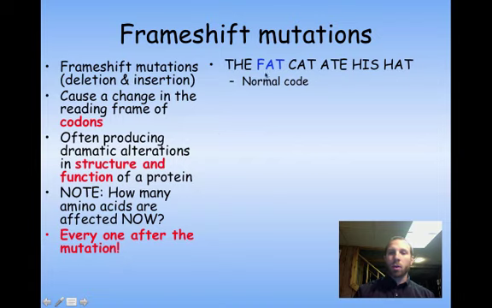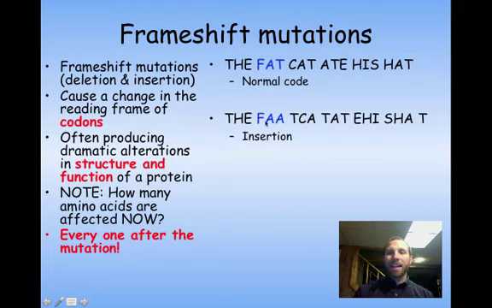So again, here is our normal sentence. The fat cat ate his hat. If we have a frame shift and we added an extra A here, notice what happened. Here's our insertion. Now it's the fa, ta, ka, tat, ihai, sha, ti. The whole sentence is gibberish after the mutation. We've added an extra A.